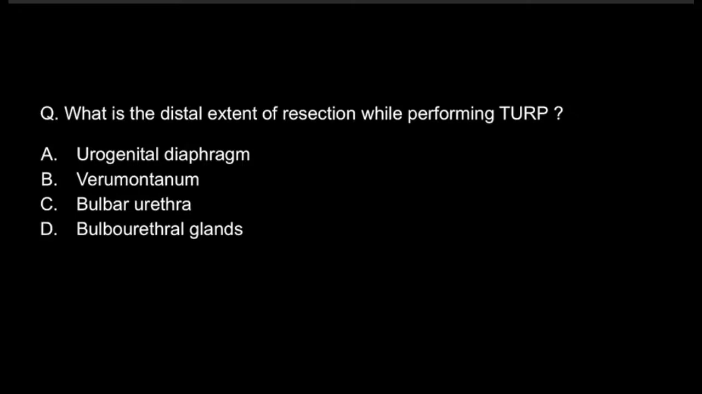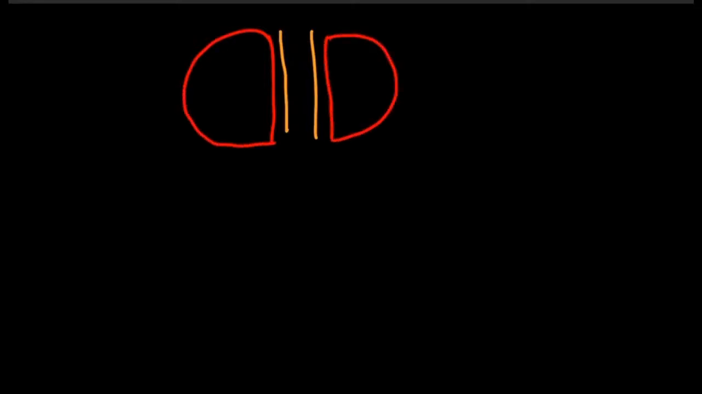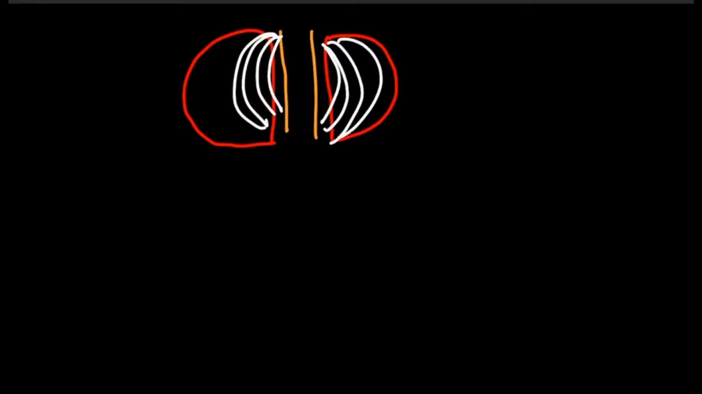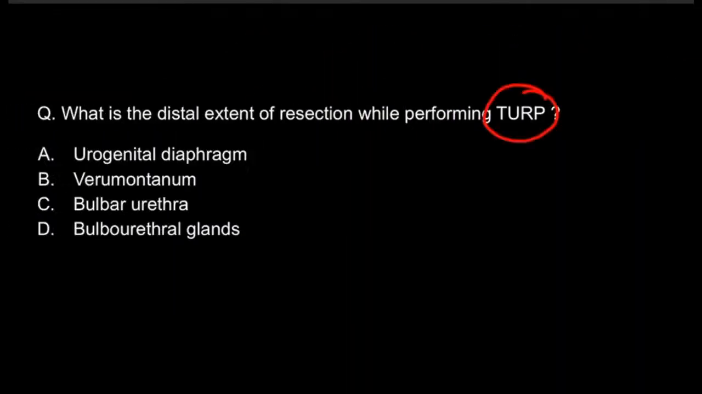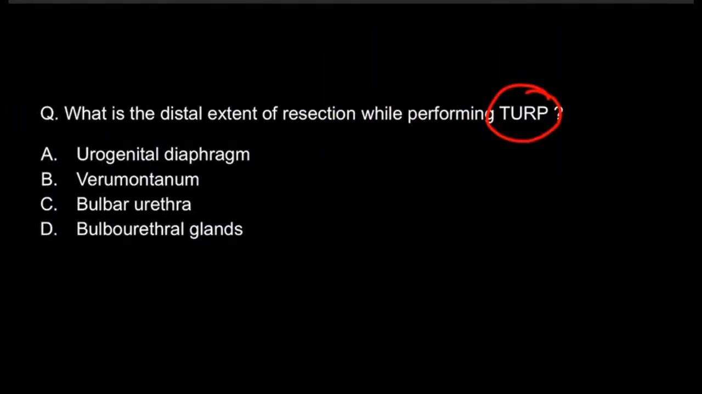Now, what is the distal extent of the resection when you're performing a TURP? I'm sure you guys must know what a TURP is. In this, this is your prostatic urethra. You have the prostate just surrounding this prostatic urethra, and when you have, let's say, BPH, benign prostatic hyperplasia, you basically go inside and peel off the chips of this prostate like this. So what this question is asking you is the distal extent, till where you will peel off these chips. What do you think? What is the answer to this question?